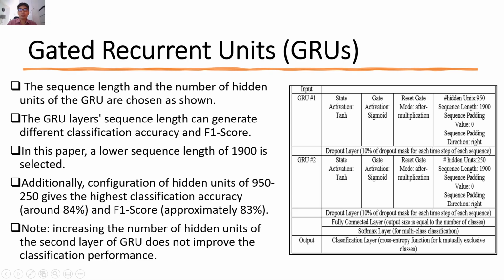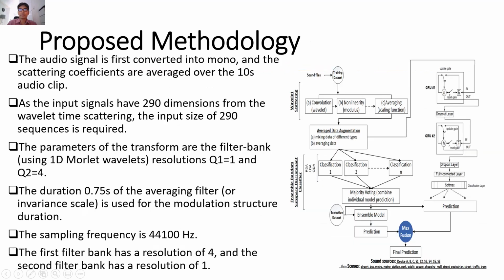And this is the configuration of our GRU units. We have GRU unit 1 and drop layer, GRU unit 2, drop layer, followed by the fully connected layer, softmax layer, and followed by the classification layer. The proposed methodology: we have the audio signal in waveform, and we first convert it into mono, which means 1 channel, and the scattering coefficients are averaged over the 10-second audio clips.